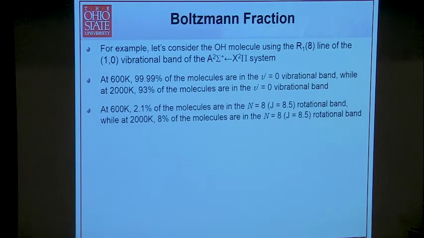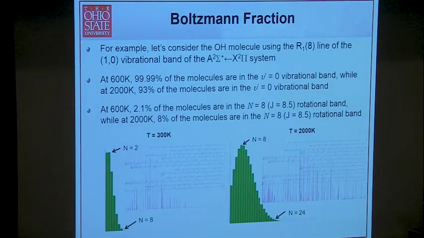Again, let's look at the particular N equals 8 that you excited, which, because of the spin, is J equals 8.5. At 600 K, 2.1% are in this transition. But at 2,000 K, 8% of the molecules are in this rotational band. So for this particular transition, you get an increase in population with an increase in temperature.